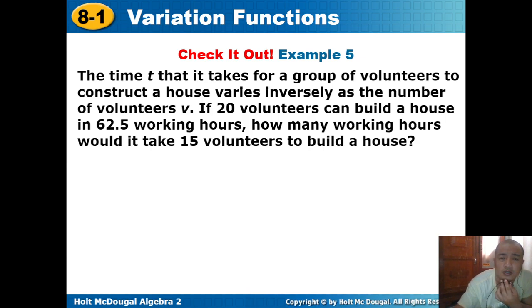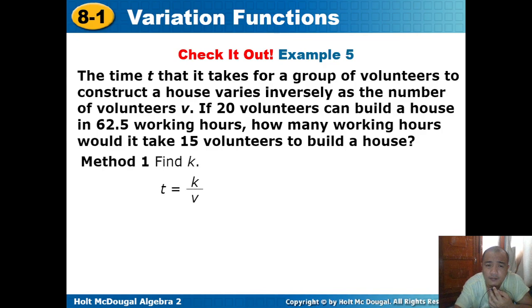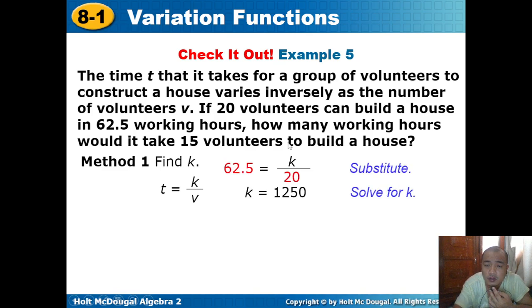Next, example 5. The time t that it takes for a group of volunteers to construct a house varies inversely as the number of volunteers v. If 20 volunteers can build a house in 62.5 working hours, how many working hours would it take 15 volunteers to build the house? So, pag inverse variation, okay, find k first by method 1. t equals k over v is the equation. Solve for k, just multiply t by v. So, 20 times 62.5 is 1,250. 1,250 is the constant of variation.